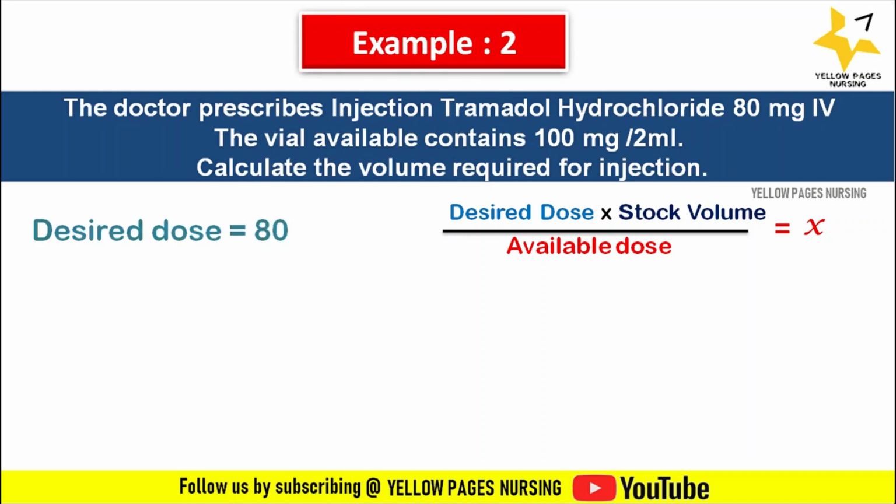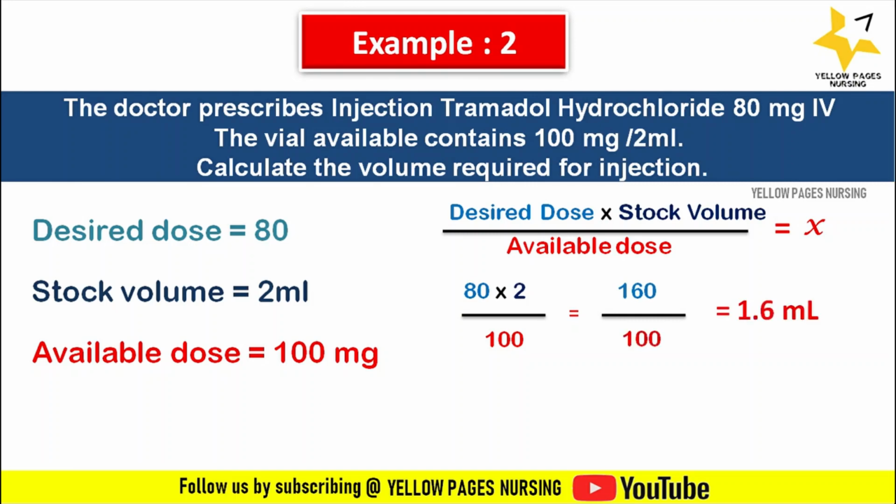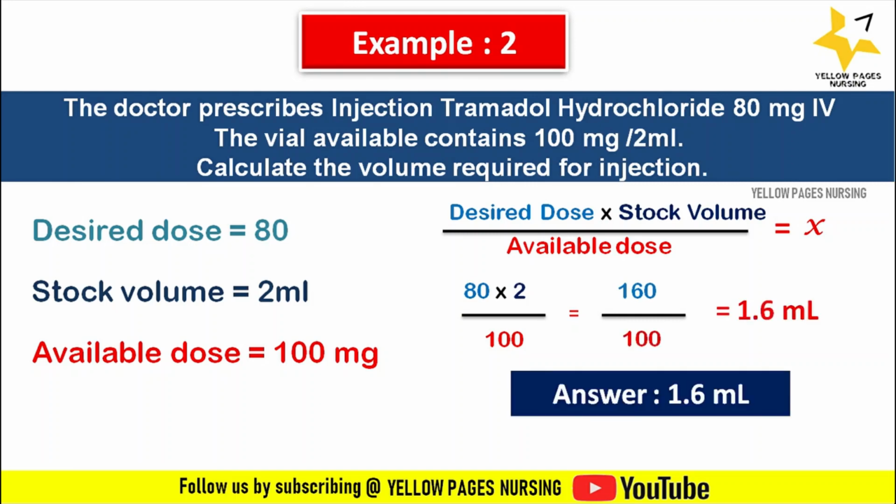Stock volume is 2 ml. Here the tramadol ampule available in hand contains 2 ml, and hence it becomes the stock volume. Available dose will be 100 mg, that is 2 ml of ampule contains 100 mg of tramadol in it. Applying all in the formula, we get 80 multiplied by 2 divided by 100, which is equal to 160 divided by 100, which gives 1.6, and hence the volume to be given will be 1.6 ml.